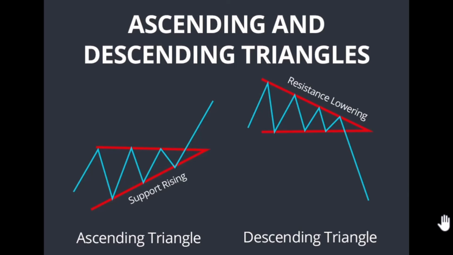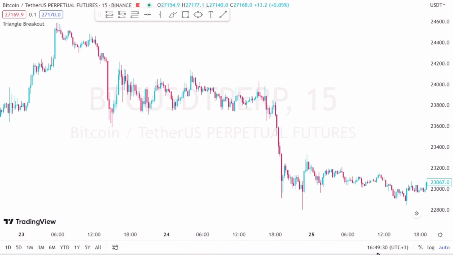Both patterns indicate that the buyers and sellers are in a state of equilibrium and the market is likely to continue its current trend. Traders often use the triangle pattern to make buy or sell orders, depending on the direction of the trend. It is important before making a trade to wait for confirmation of the pattern, such as a breakout of the resistance or support level. Let's take a look at some examples on the chart.